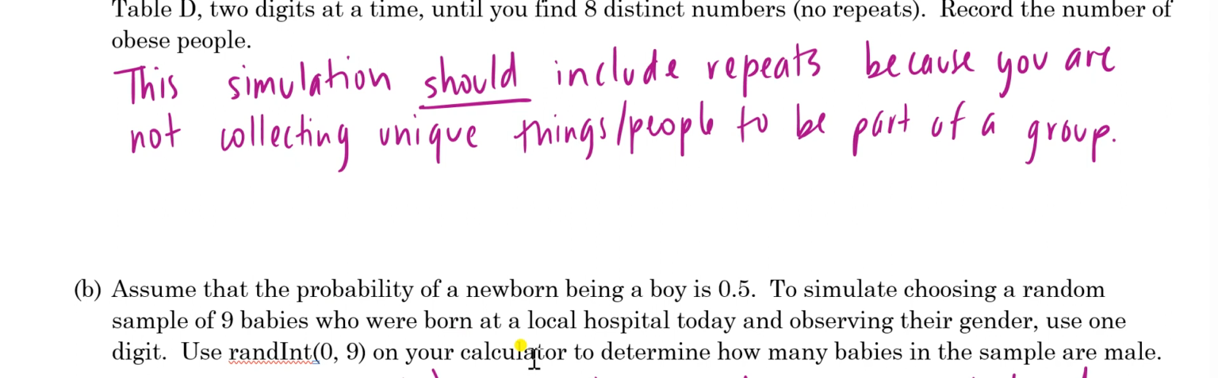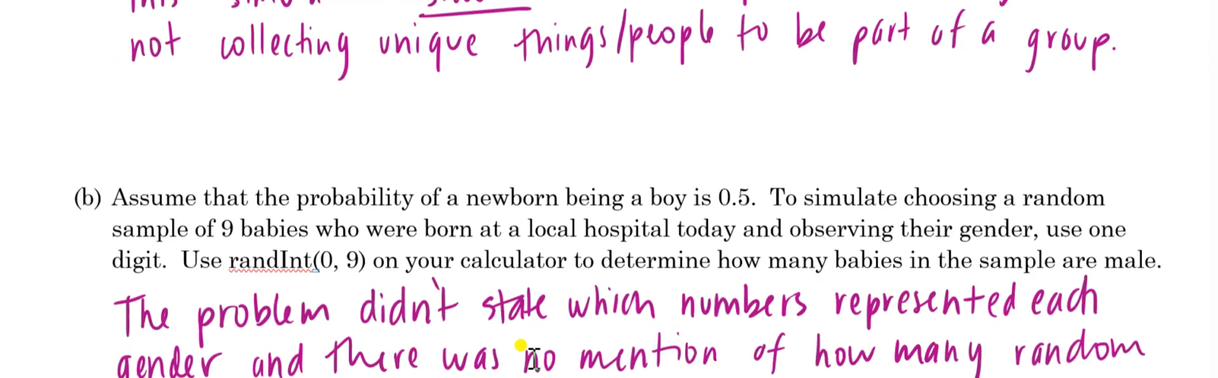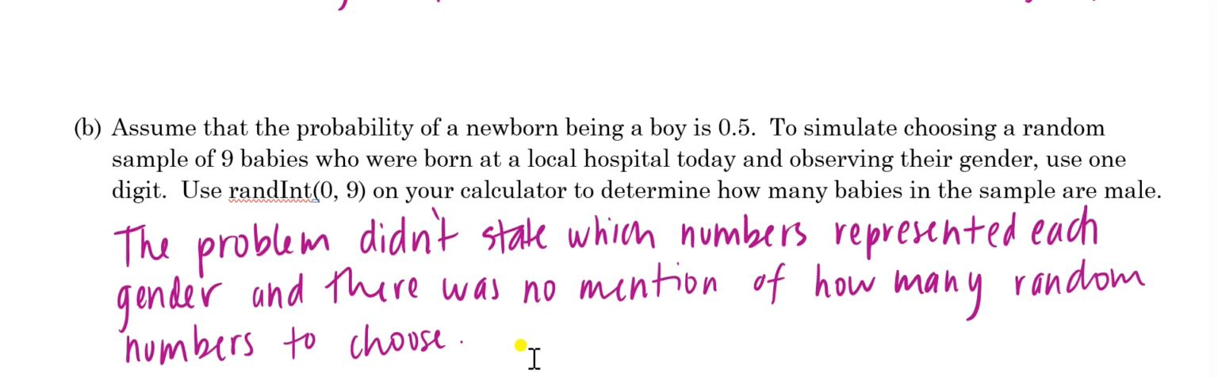Okay, so we got some problems here. First of all, we didn't mention which numbers represented each gender, so that is a problem. We also didn't mention how many random numbers we should actually choose. Like, we're looking at numbers 0 through 9, but I don't know if 0 through 5 represent being a boy. I don't know if 0 through 4 represent being a boy. So in this case, this simulation description just doesn't give enough detail.